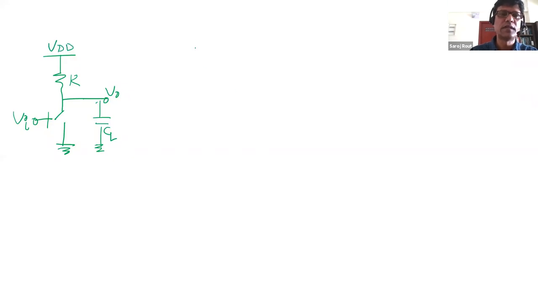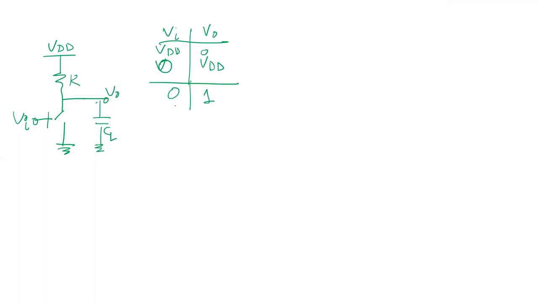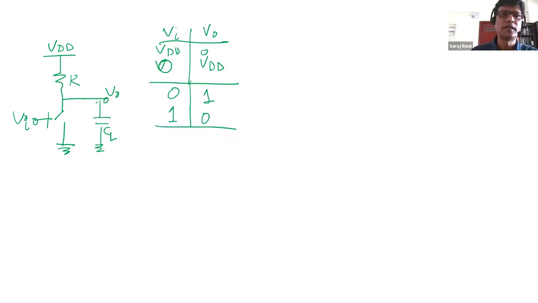So what I wanted as a truth table was that when VI is equal to VDD, I want the output V out to be zero. When the input is zero, I want the output to be VDD. So that's like an inverter transfer function. If I write it in a digital abstraction, when the input is zero, the output is one, when the input is one, the output is zero, right? So the question is, let's see if this is how it is functioning.